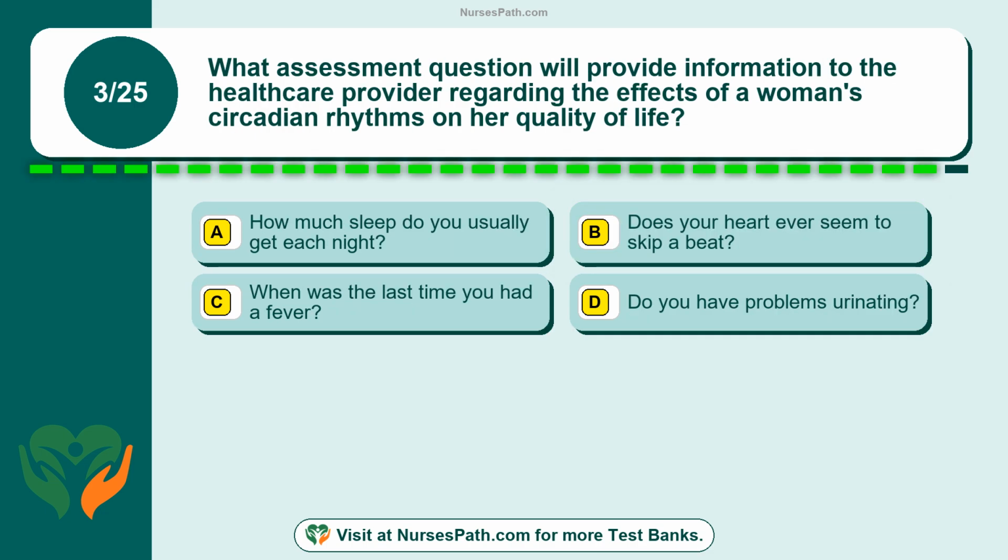Question 3. What assessment question will provide information to the healthcare provider regarding the effects of a woman's circadian rhythms on her quality of life? Option A. How much sleep do you usually get each night? Option B. Does your heart ever seem to skip a beat? Option C. When was the last time you had a fever? Option D. Do you have problems urinating?